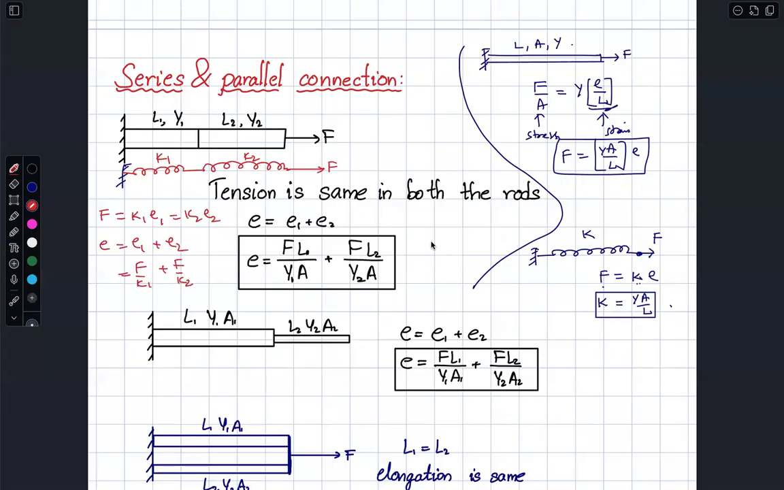The elongation is FL1 by Y1A plus FL2 by Y2A. But this formula is true for the same area of cross section, same A. What if the areas of cross section are different? You will write A1, A2 terms obviously. Please confirm, have you understood the series combination of two rods? Yes or no? Anyone in the class?